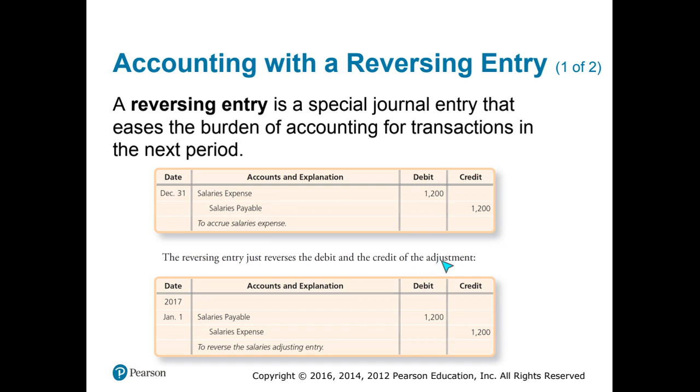So on January 1st, we're going to take the salaries payable account. We're going to debit that, the opposite of here. And we're going to credit the salaries expense account here. And this is to reverse the salaries adjusted entry. So it's just the opposite.